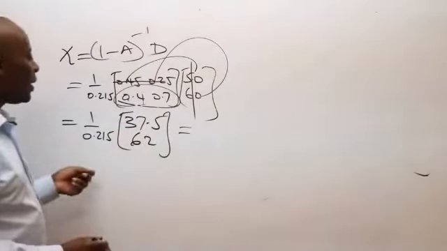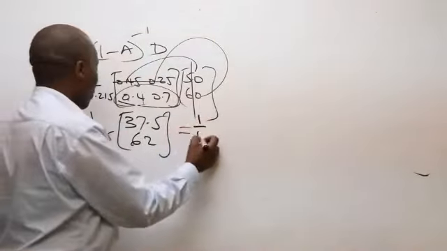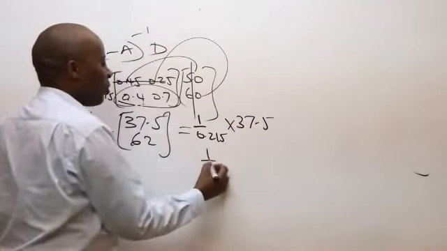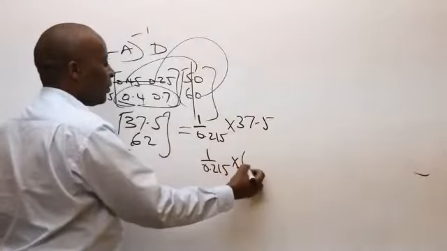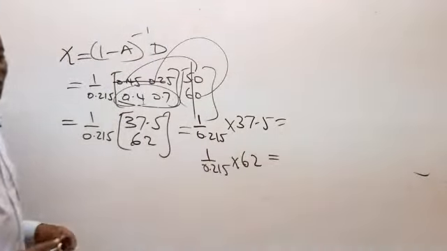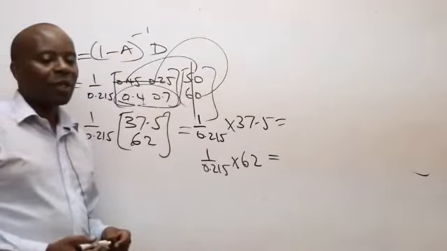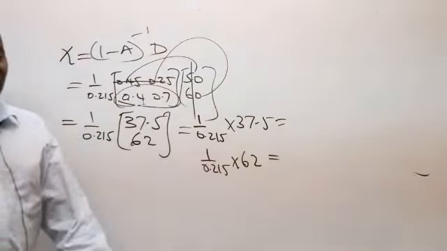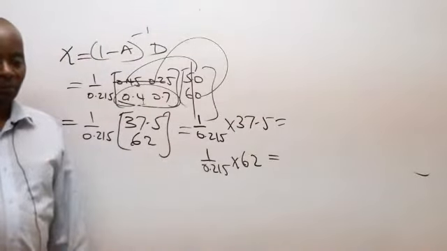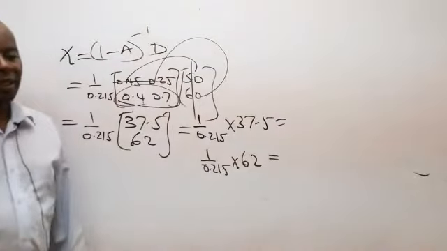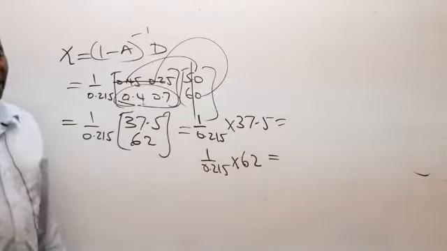The scalar is very easy. You simply take 1 over 0.215 times 37.5, and 1 over 0.215 times 62. You get the two values. Into two decimal places, could you kindly help us? What do we have here?